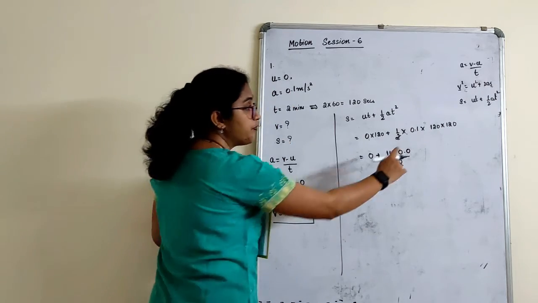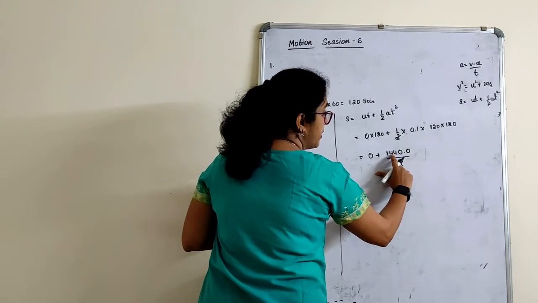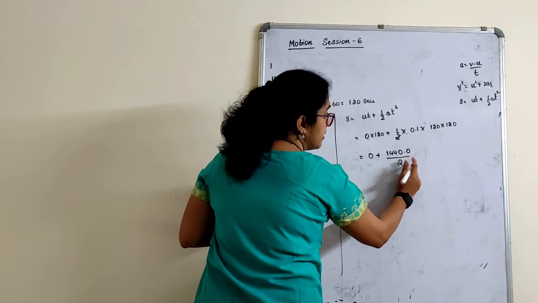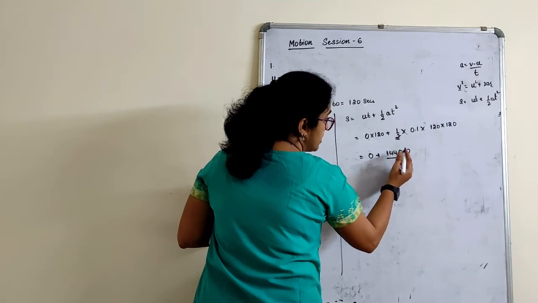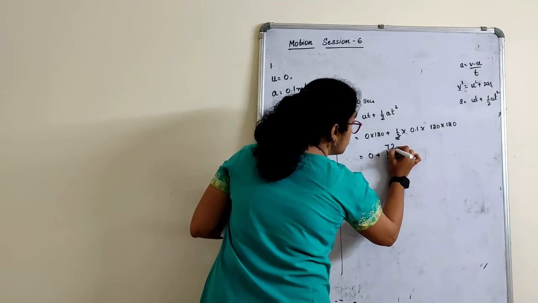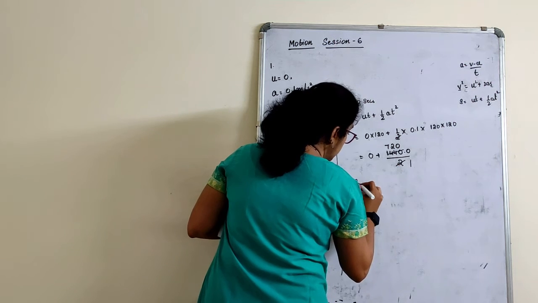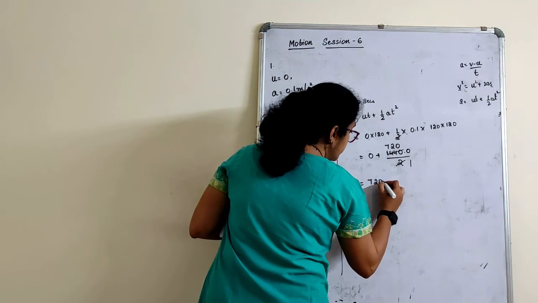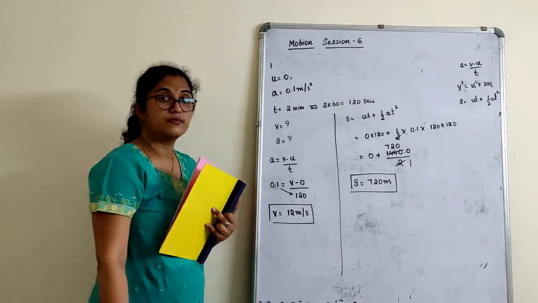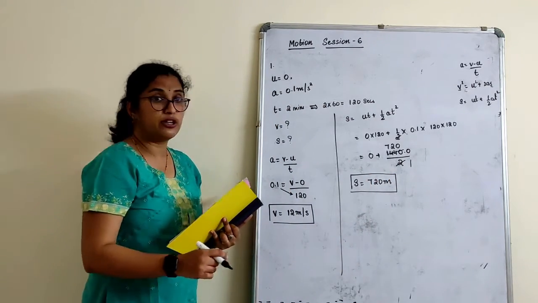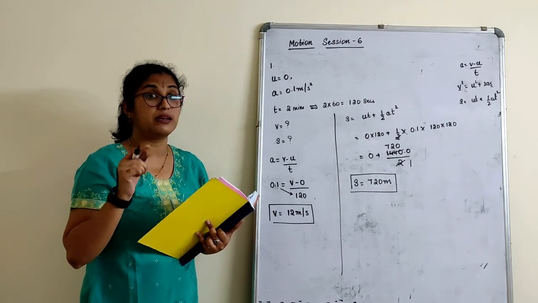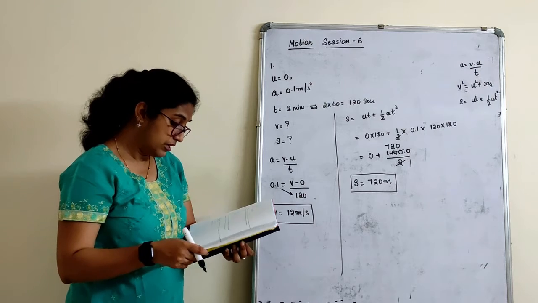Is this very clear? 12 12s are 144. 2 zeros will come into 0.1, this decimal, divided by 2. Anyways, plus 0 it is. So 2 7s are 14, 2 2s are 4, 0. S is equal to 720 meters. Right? Make your calculations as simple as possible so that your multiplication and division become very easy.